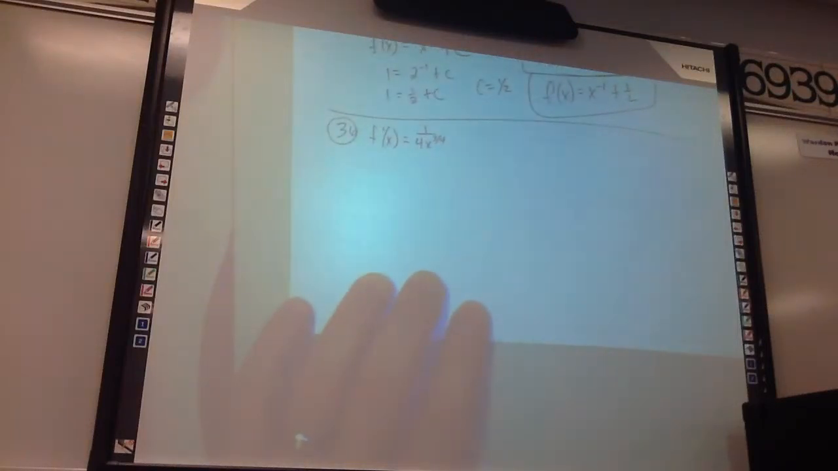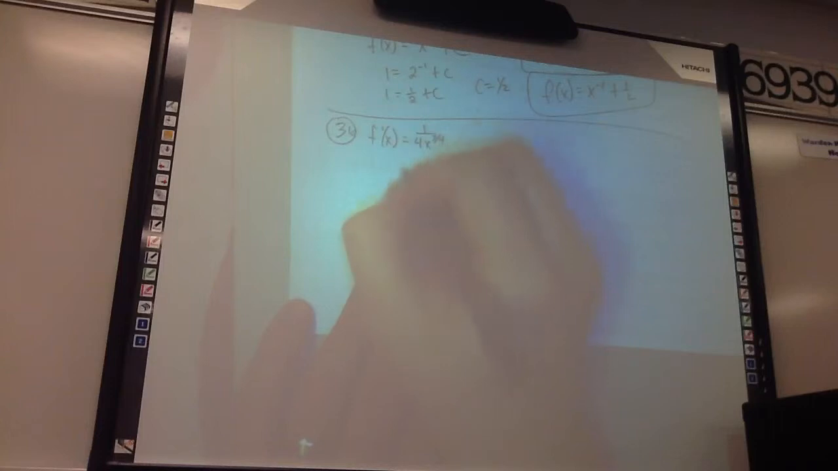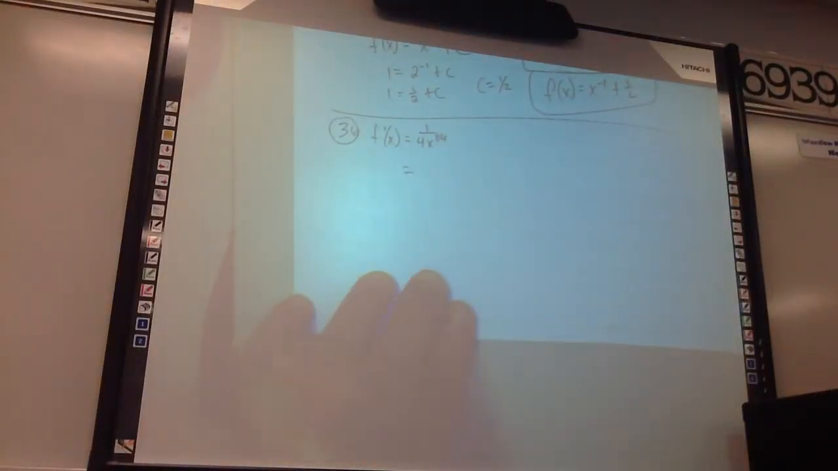The tricky part that I was trying to explain as a lot of you were leaving was that to rewrite this, it is not 4x to the negative 3/4 power. It's 1/4 x to the negative 3/4 power, because the 4 does not have a power with it. They're not married.